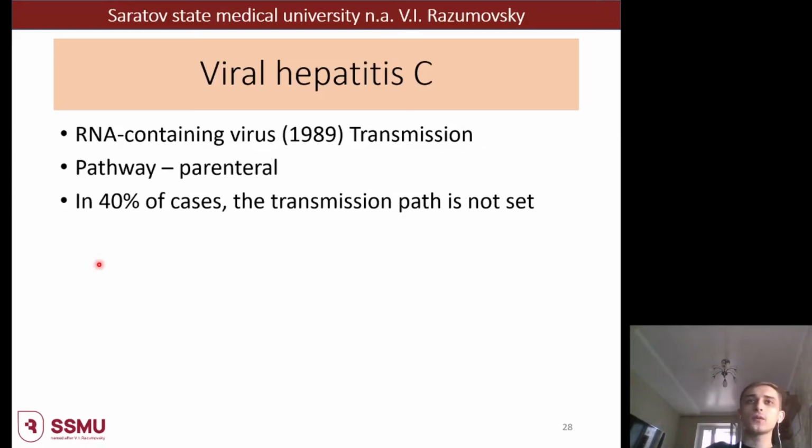The etiology of this viral infection is an RNA-containing virus. The transmission pathway is parenteral. In 30% of cases, the transmission of this infection is not established, because of the really long period between infection and manifestation of it.